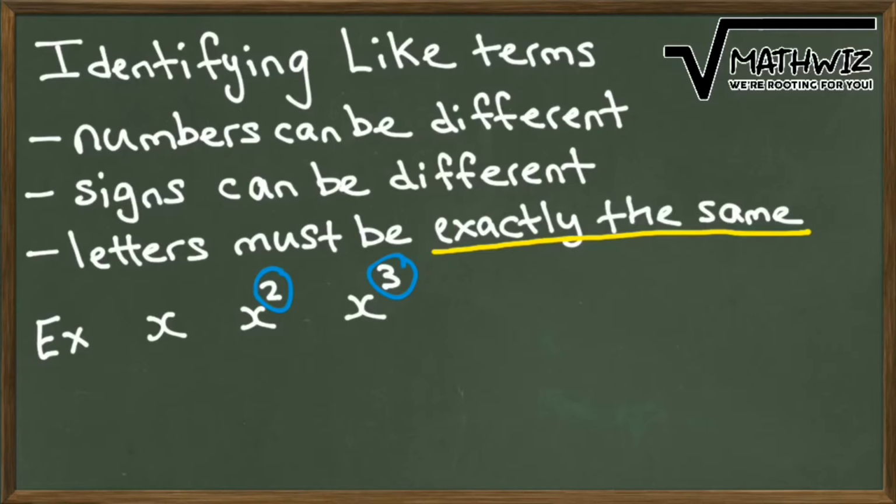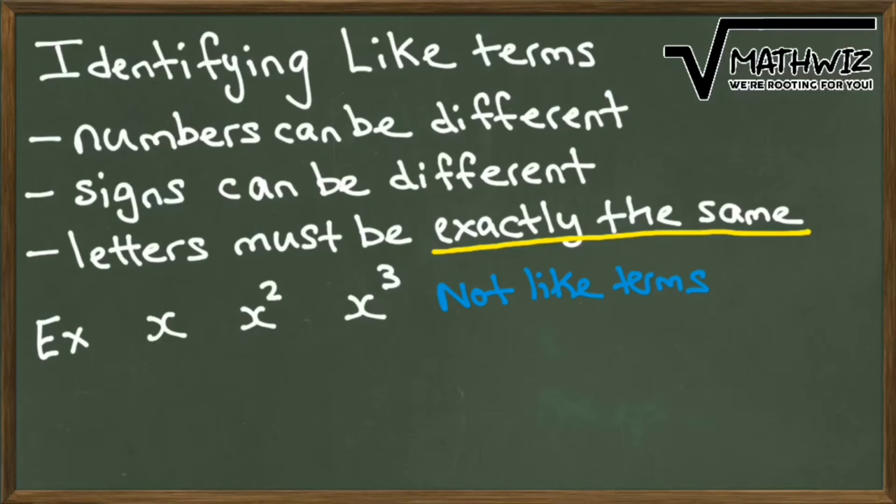Okay, so now some persons may look at this and they will say, but miss, these are all x's. Of course they are the same. And at that point, we want to say, though they look the same, they are not exactly the same. And so for this, x squared and x cubed would not be like terms.